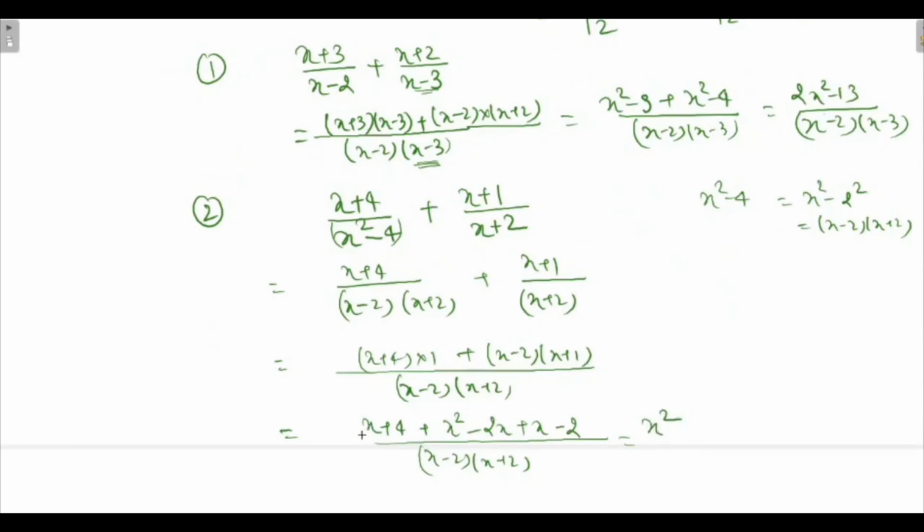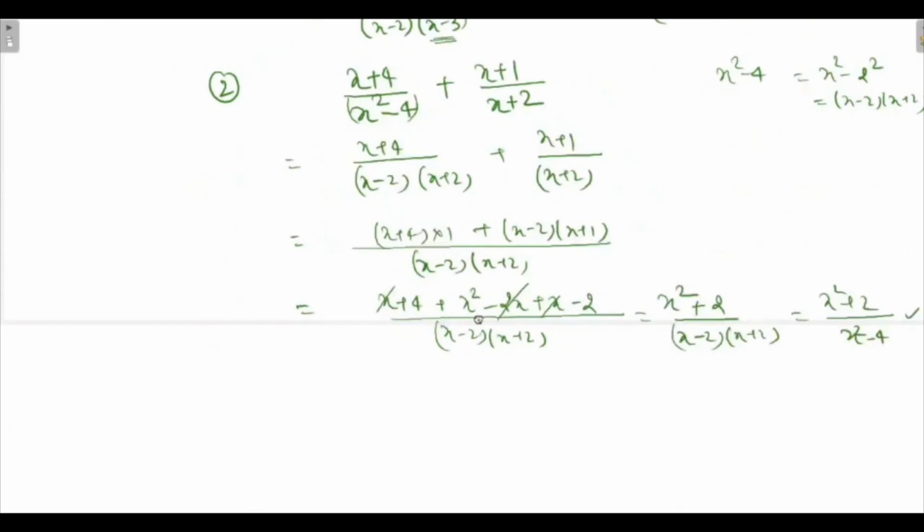Now I'm looking at this: there is one x over here, there is one x over here, but there is minus 2x over there. So this and this will cancel out together. And then I'm left with plus 4 and minus 2, then it will become x square plus 2 finally. And this will become x minus 2 into x plus 2. So this will become x square plus 2 divided by x square minus 4 again. And I can leave it at this. Okay, this is one way of doing it.